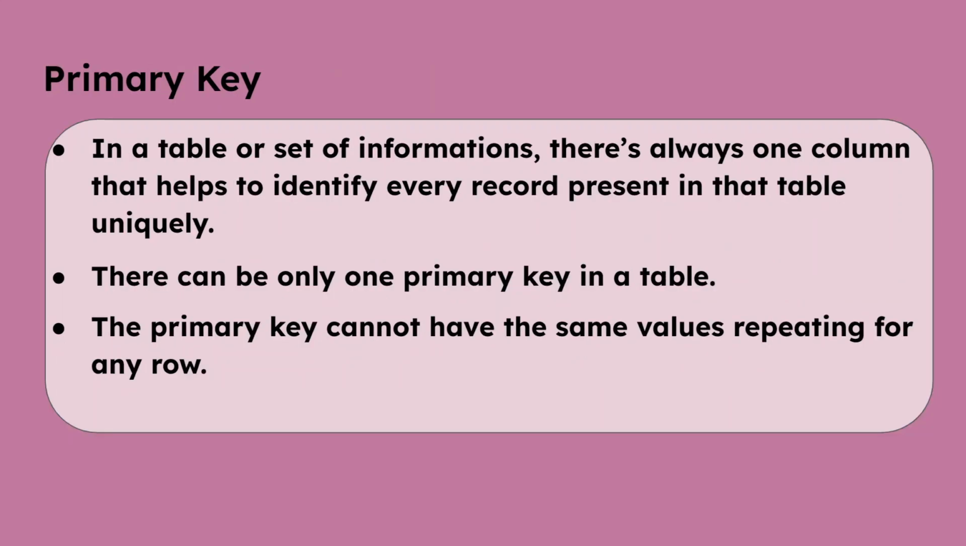So let's start with the primary key. The primary key is a column that helps to identify every record present in that table uniquely. So with that column, everybody has their own certain slot. No one can take another person's place. There can only be one primary key in a table. The primary key cannot have the same values repeating for any row, so it is not repeating. It has to be just one thing.